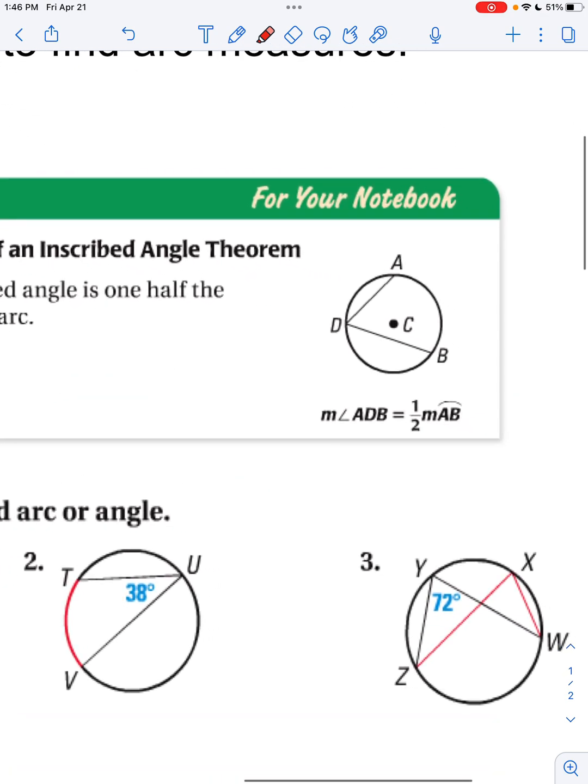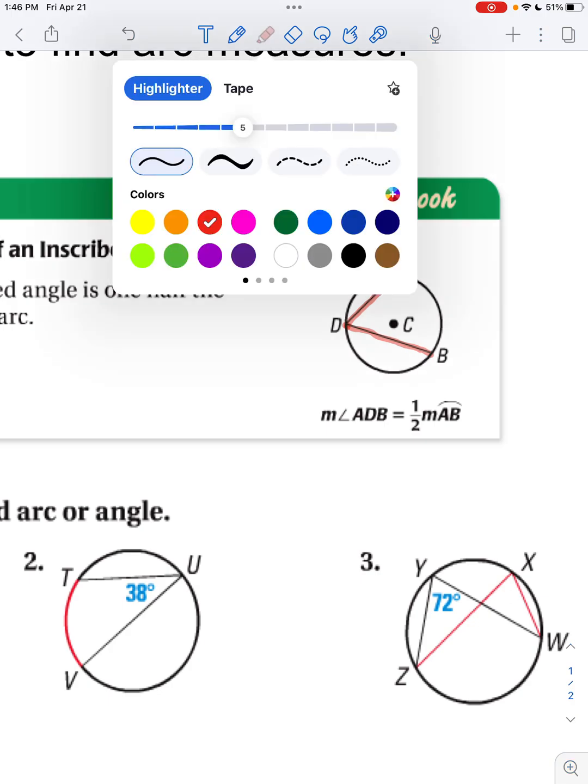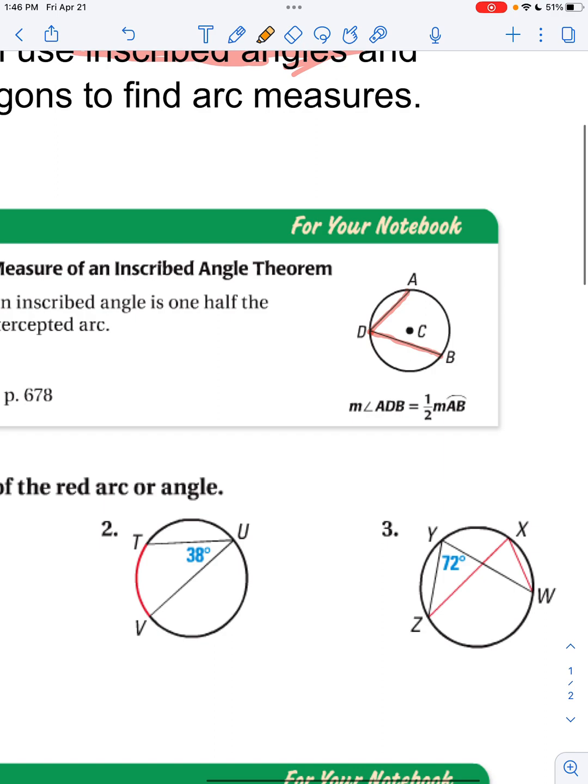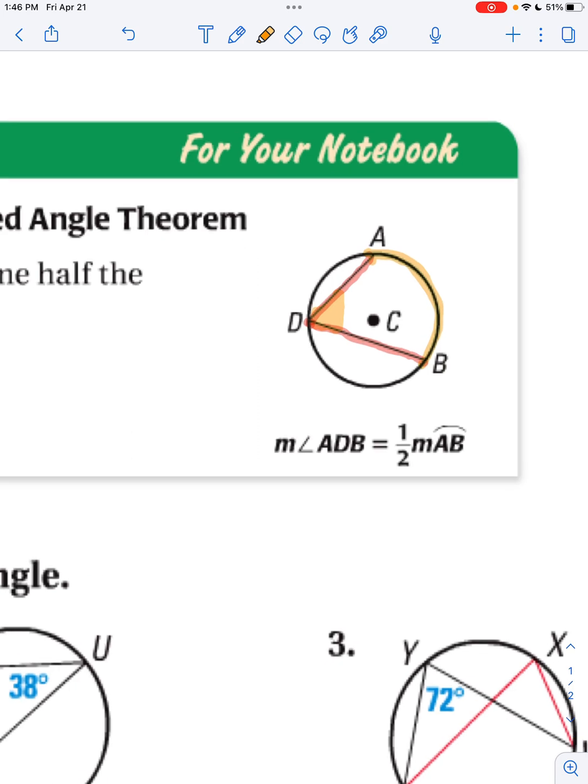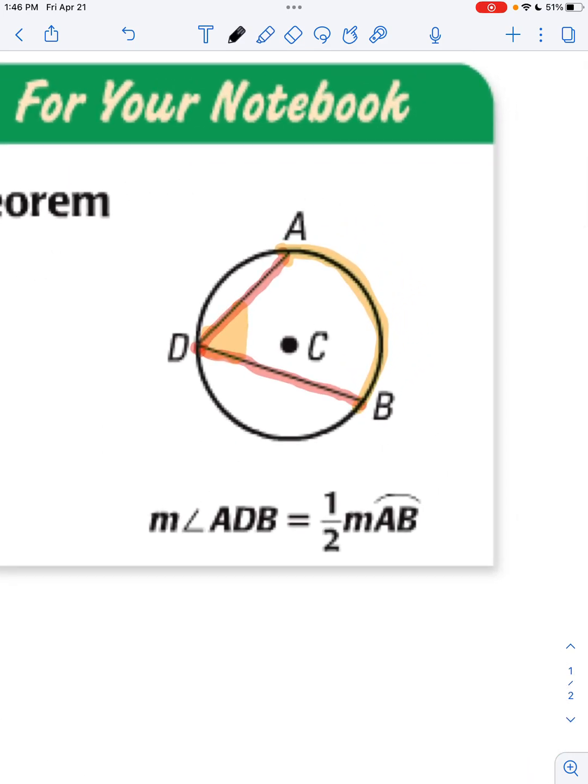You'll see an inscribed angle doesn't go to the center of the circle, it goes to the edge of the circle and then bounces off it and touches the circle in 3 different places. So we've got point A, point D, and point B. The angle that we're looking at is angle ADB, which creates this space and corresponds to the arc AB. So how this relationship works is that this inscribed angle is half of the arc.